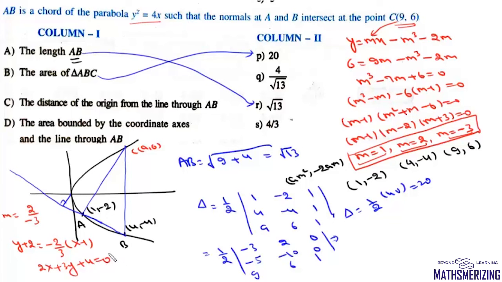Now we'll find its perpendicular distance from origin. So perpendicular distance from origin will be 4 upon root of 9 plus 4, root 13. So it will be 4 by root 13. So C is matched to Q.